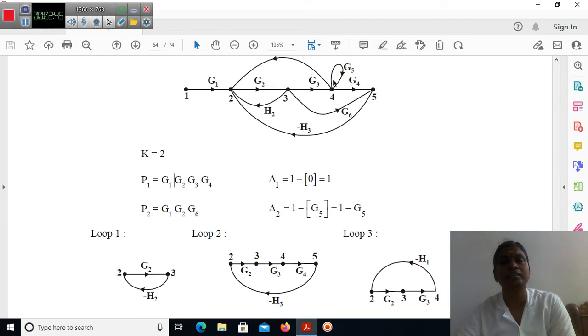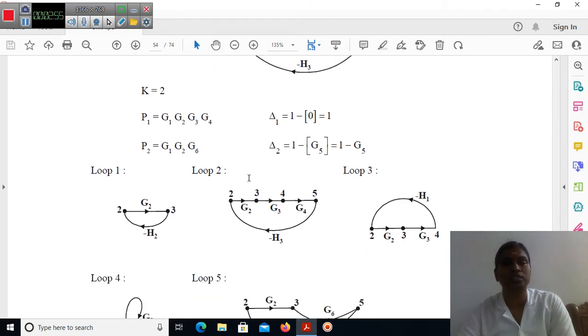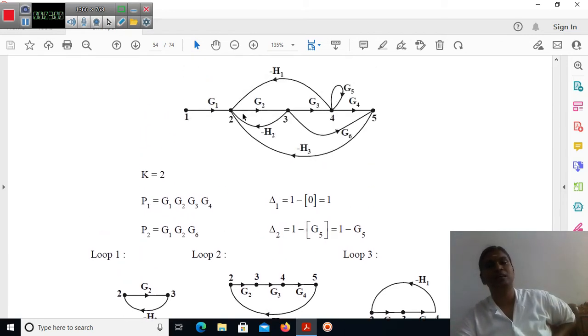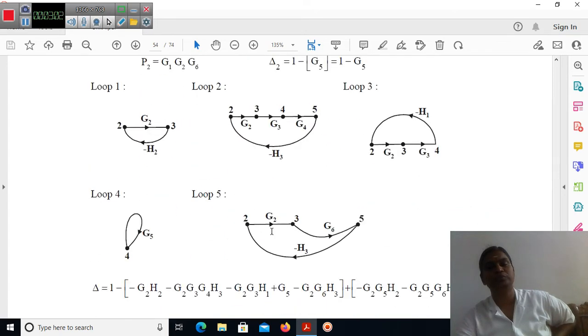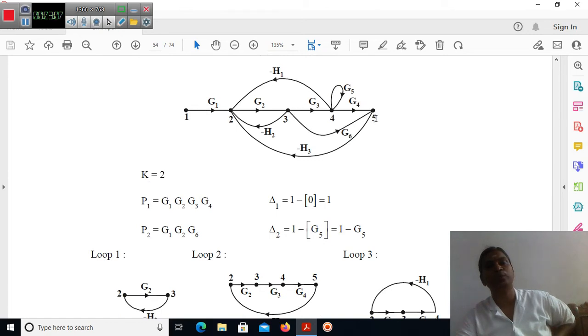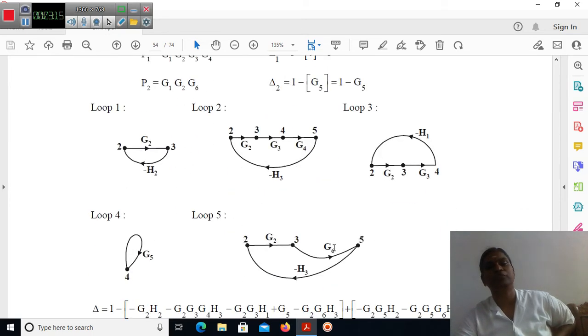And here is the fourth point. From the fourth point, starting from 4, we have a gain G5 and it reaches 4 once again. So it is also considered as one of the loops. Next G2, G6. Here, from the starting point of G2, it means 2, 3, 5, then once again the negative feedback path is minus H3. In this problem we have 5 individual loops.